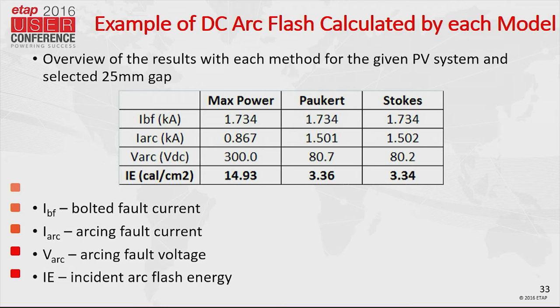Paukert and Stokes, the results were almost identical for those, but they were quite different than maximum power. Arcing fault current, about 1,500 amps. I think that worked out to about 85%, maybe 86, 87% of our bolted fault current. So we're a pretty good distance away from that 50% assumption. Arcing voltage, 80 volts instead of 300. We're down at, I think, 15% or less of the total 600-volt system voltage. Incident energy, 3.36 calories versus 14.9, so we're only about 25%.